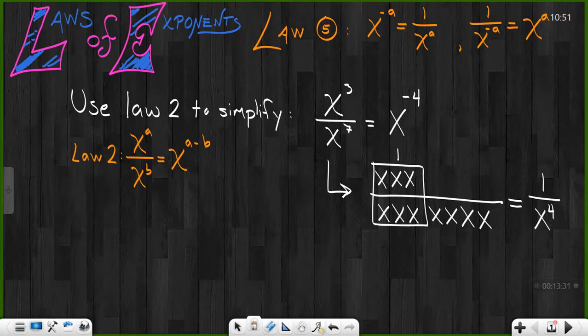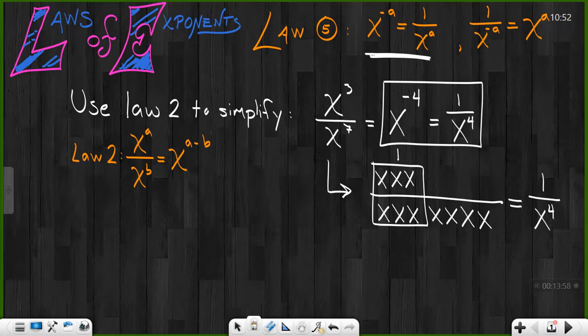Well, again, through the transitive property of equality, if x cubed over x to the 7th is equal to x to the negative 4th, and the expanded form is equal to 1 over x to the 4th, then the transitive property of equality says that x to the negative 4th must equal 1 over x to the 4th, showing us that a negative exponent merely means that the value it's referring to should be in the denominator. That's the first part of the law. If I have a negative exponent, I'm just going to shift it down to the denominator and make that exponent positive. Well, if that's true, then the reverse of that is also true.